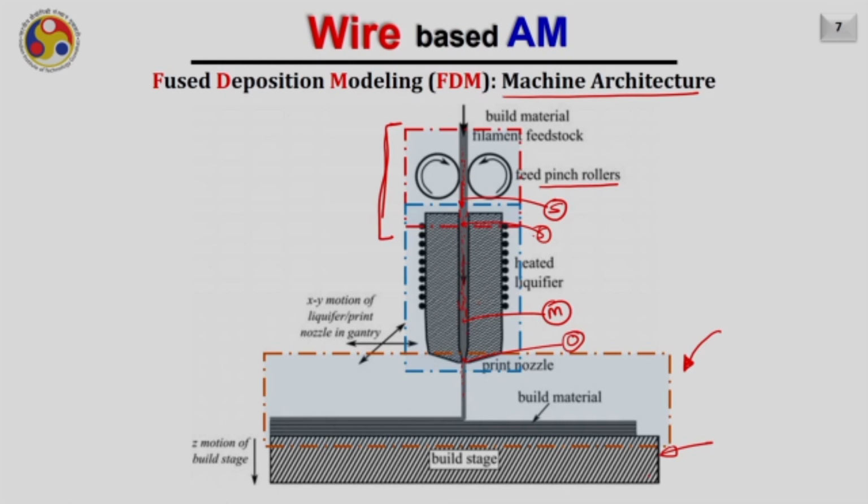It usually consists of three motions, the XY motion and the Z motion. The XY motion is required to deposit the material in the XY plane to fill the area and add the material wherever required. The Z motion is required after completion of each layer. When the part has been fabricated to a certain Z height, the entire platform will go down and the next layer will be deposited.